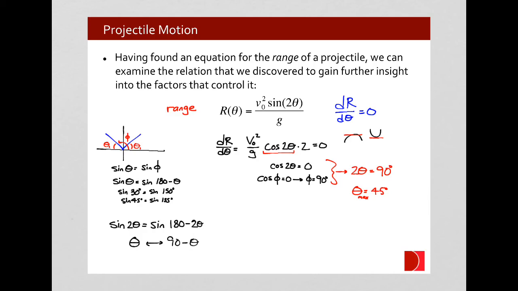And so we'll see shortly that this term is the same whether the angle is 30 degrees and 60 degrees, for example, or if this angle is 15 degrees and 75 degrees. If these are complementary angles, when we plug them into the sine of 2 theta, we see that they'll give us the same sine value, and thus they should give us the same range.